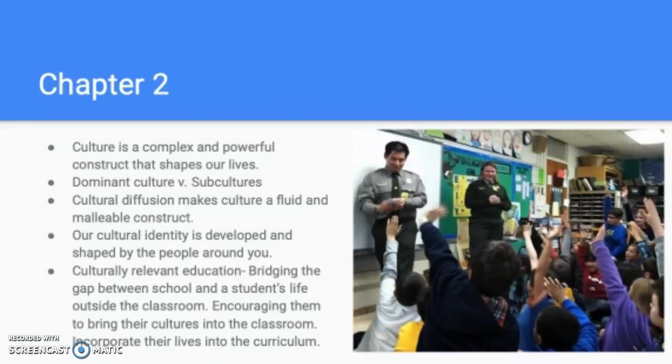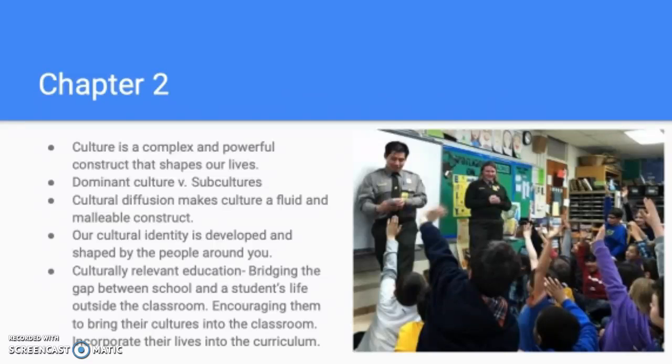It also talks about the dominant culture versus subcultures, where the dominant culture is the main ethnocentric white power structure in this country, versus subcultures, which are the smaller groups within that larger framework. It also talks about cultural diffusion, which has existed since the dawn of human history, where culture is constantly changing, and it's fluid and it's malleable, and it's constantly changing in terms of values and beliefs and language, etc.